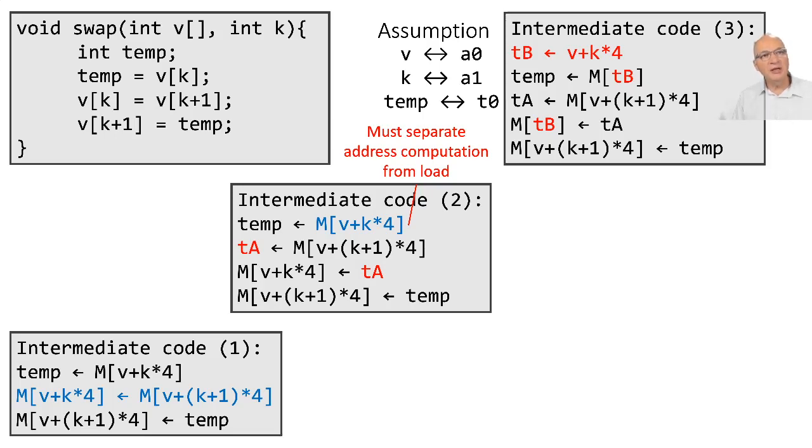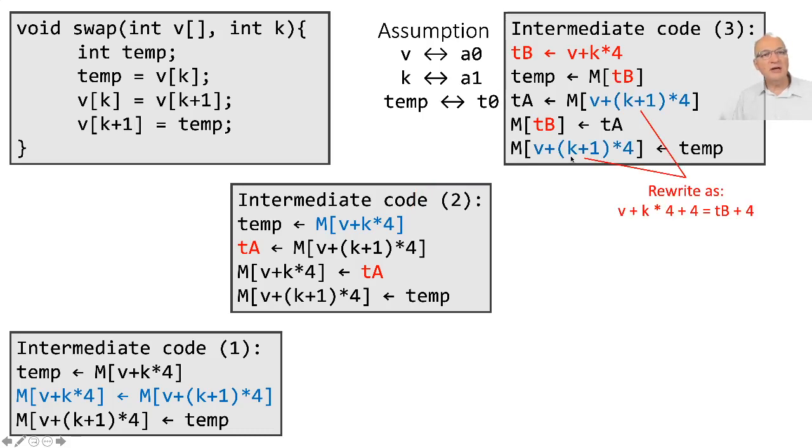So I replace the expression v plus k times 4, both in the access in the first statement and in the access in the third statement, because the expression that I compute into TB can be used for both of those memory accesses.